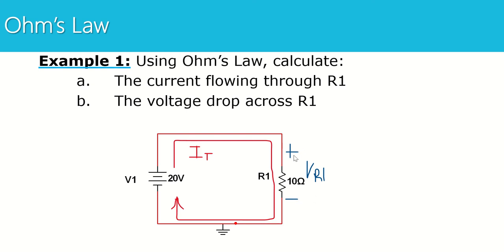And then I'm going to label that voltage drop as VR1. I don't know what it is yet. I'm going to calculate it, but for now I'm just going to call it VR1, which stands for the voltage drop across R1.